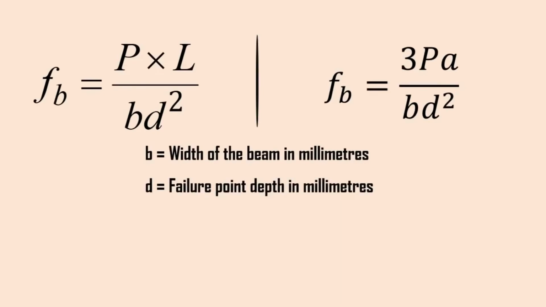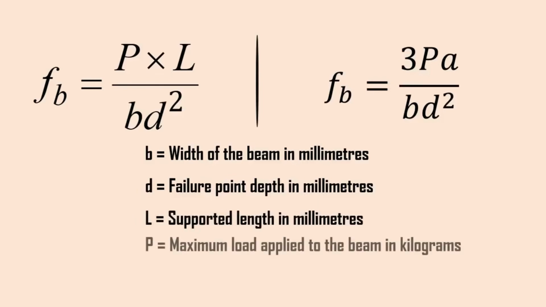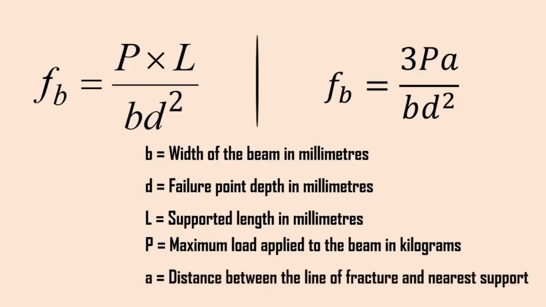where b is the width of the beam in millimeters and d is the failure point depth in millimeters. L is the supported length in millimeters. P is the maximum load applied to the beam in kilograms. a is the distance between the line of fracture and the nearest support in millimeters.